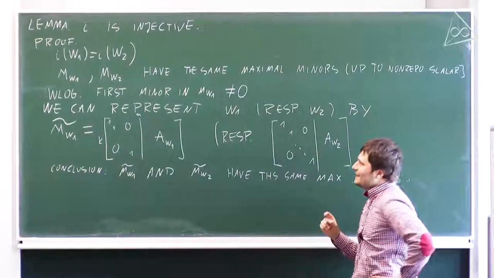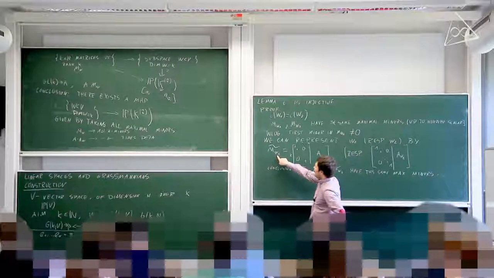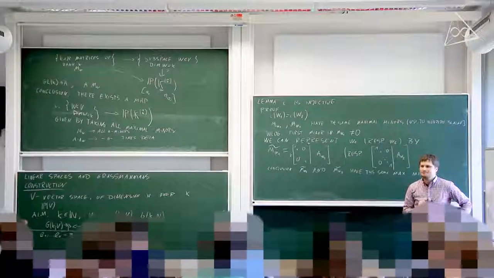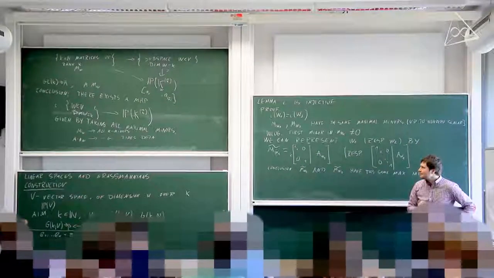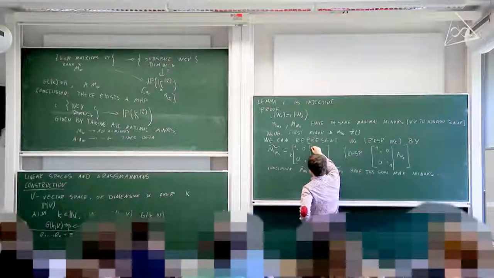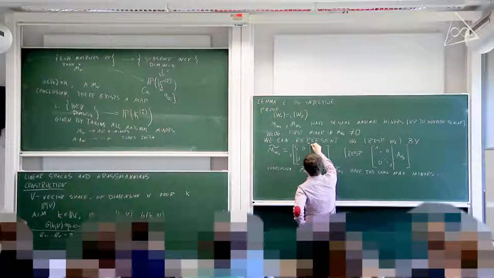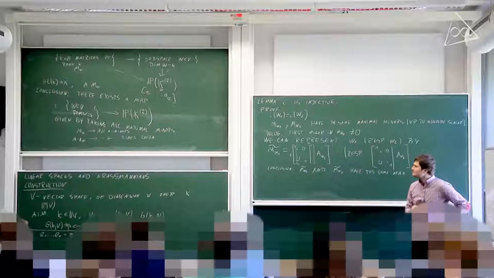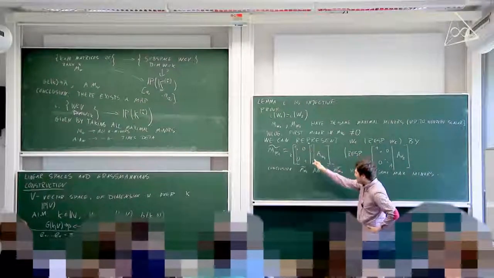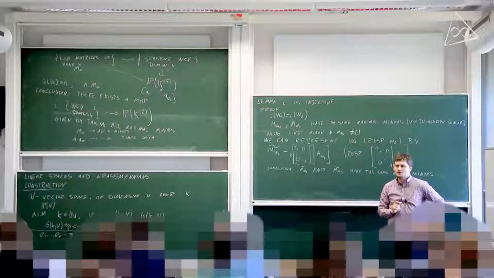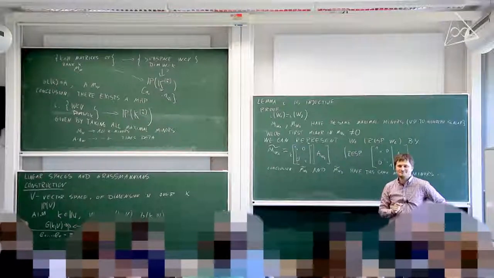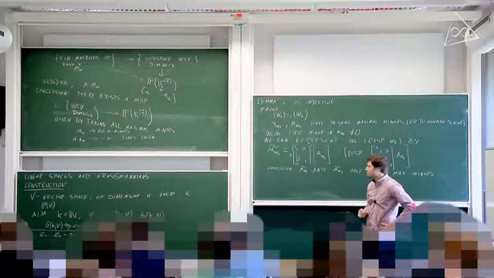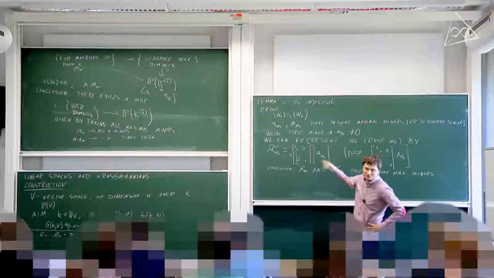Okay, can anyone tell me what is a maximal minor of MW1 in terms of the matrix AW1? Let's make an example. For example, there is an entry here, here, here. What would be the maximal minor like this? In terms of AW1, what's the determinant of this matrix? So I don't take the first column, but I take the first column of AW1. What is the determinant of this matrix, up to sign? Well, it's just the first entry of the column. Yes, that's this entry, exactly. Because here we need to pick ones using Laplace expansion, and here we need to pick that entry.